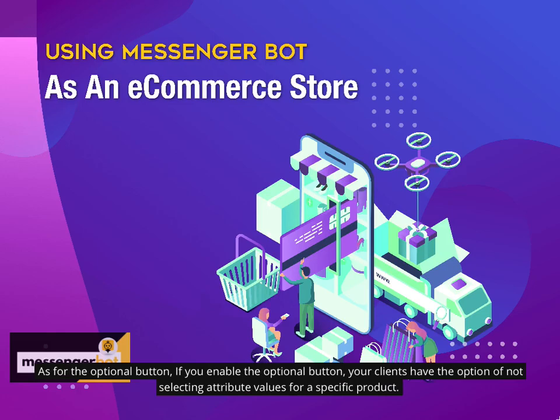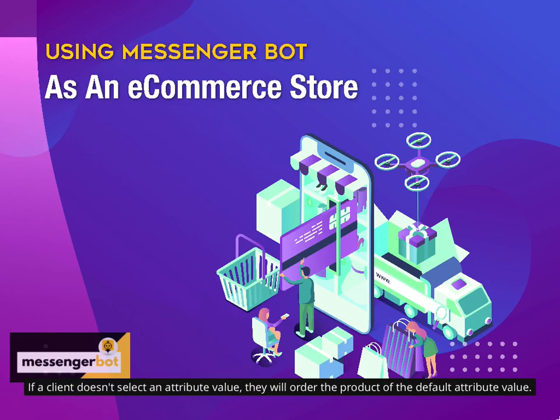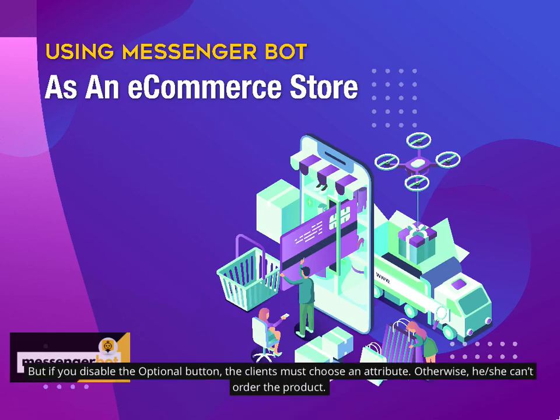As for the optional button, if you enable the optional button, your clients have the option of not selecting attribute values for a specific product. If a client doesn't select an attribute value, they will order the product of the default attribute value. But if you disable the optional button, the clients must choose an attribute. Otherwise, he or she can't order the product.